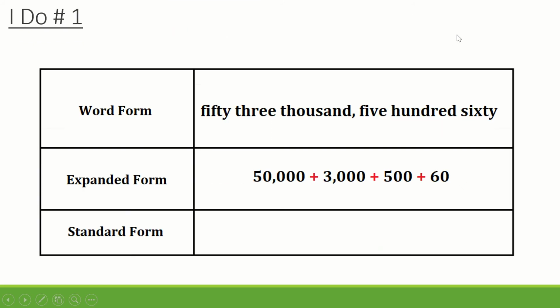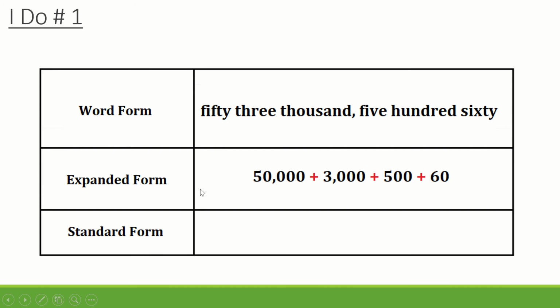And so today, for our learning objective, we noted that we were going to work on translating numbers up to 999,999,999 from either its word form into its standard form or its expanded form into its standard form. So here we have the number 53,560, which has been written in its word form. Then we have its expanded form, 50,000 plus 3,000 plus 500 plus 60.